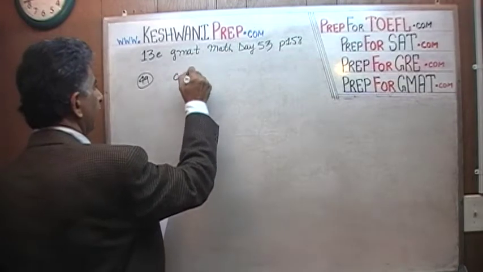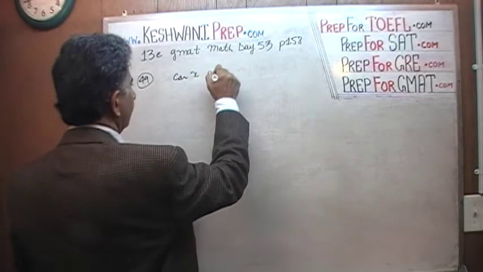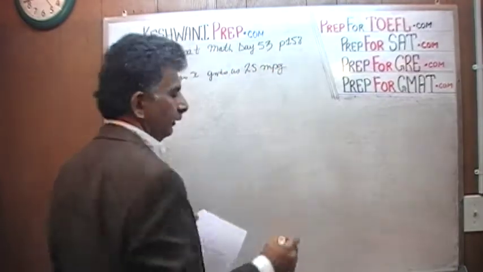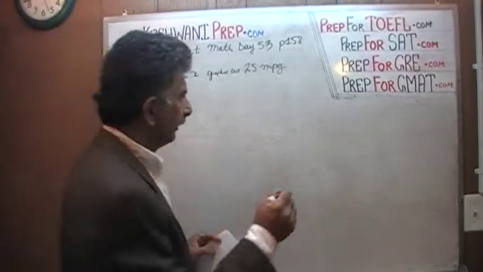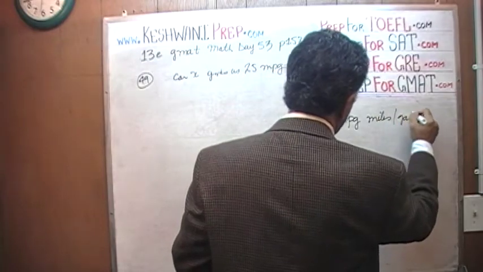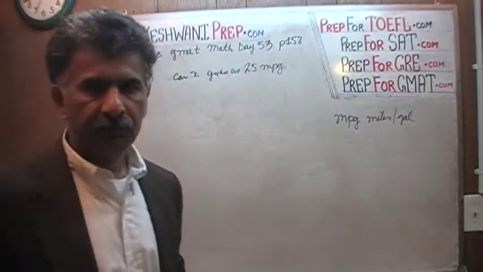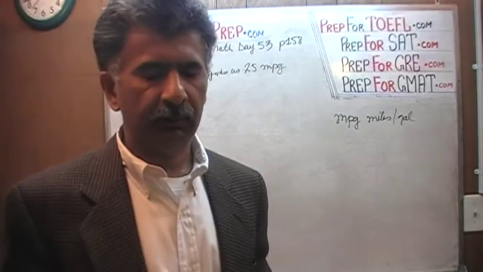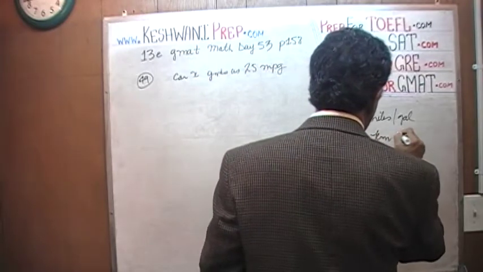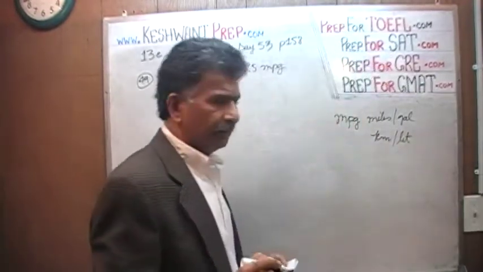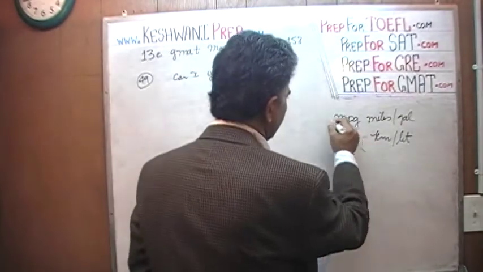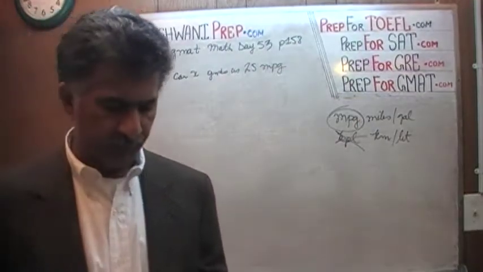We are told that car X gives us 25 miles per gallon. For those of you watching outside the US, this MPG is miles per gallon, which is your equivalent to kilometers per liter. But in the US, we have MPG, miles per gallon.